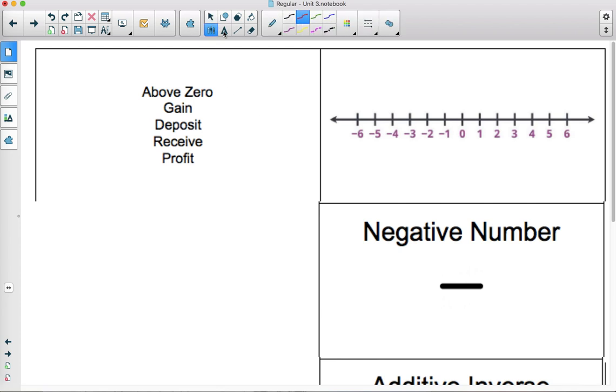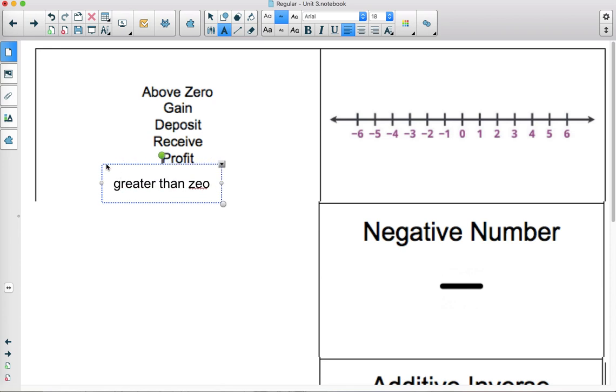So you guys already know what positive numbers are. You use them every single day, all the time. Some clue words for positive numbers could be above zero, if you're gaining money, depositing money, like putting money into a checking account or a savings account. If you receive money, a profit would be a positive number. And we're going to go ahead and add one more in here, and we're going to put greater than zero. So if a number is greater than zero, it means the same thing as above zero. If it's bigger than zero, it has to be a positive number.